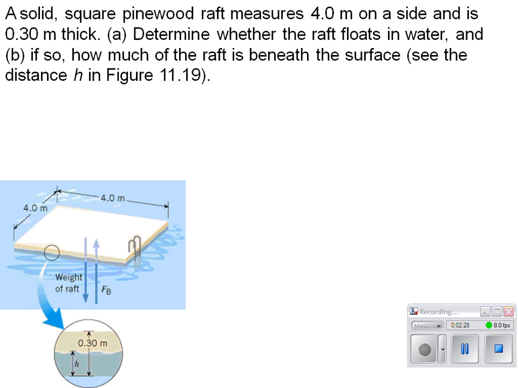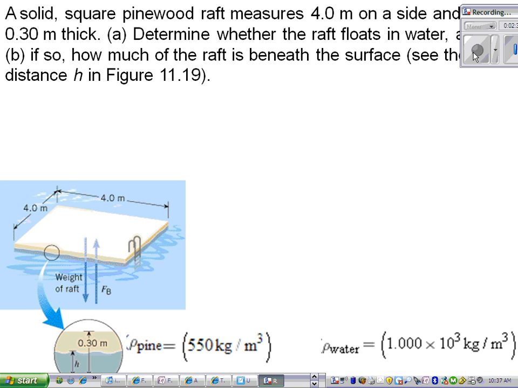In order to do this, you're going to have to know a couple things. We need to know the density of the pine is 550 kilograms per meter cubed, and the density of the water is 1,000 kilograms per meter cubed. And then with that, you can go ahead and solve this problem. So pause the video and solve it.